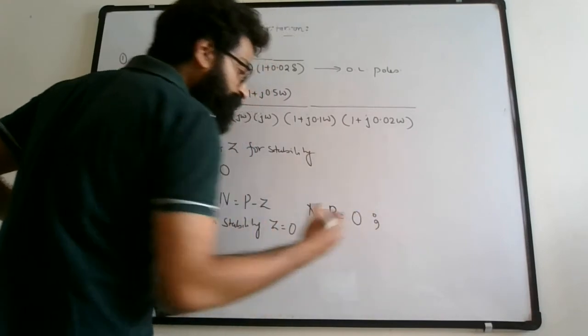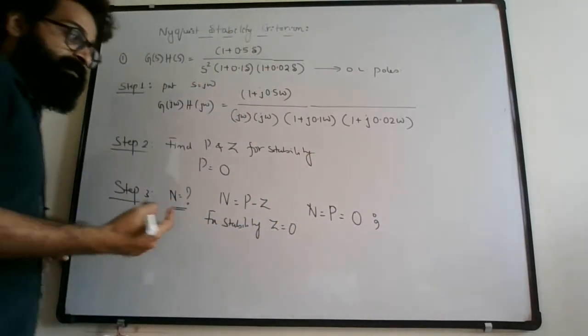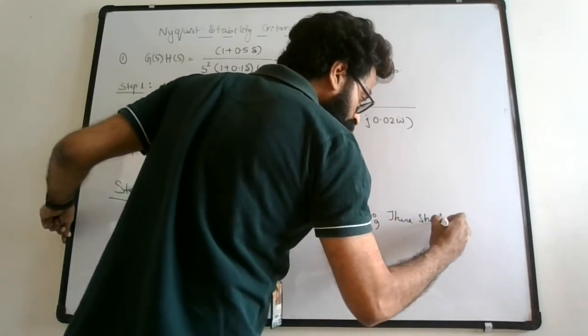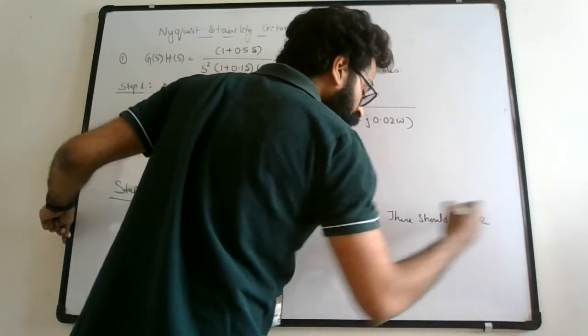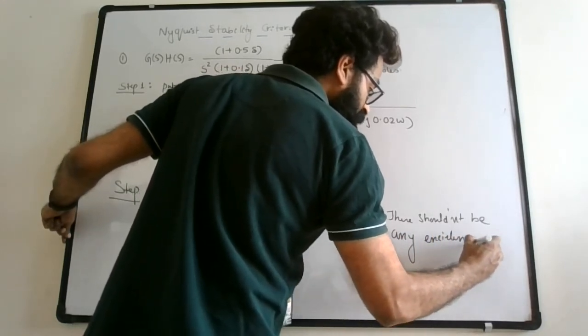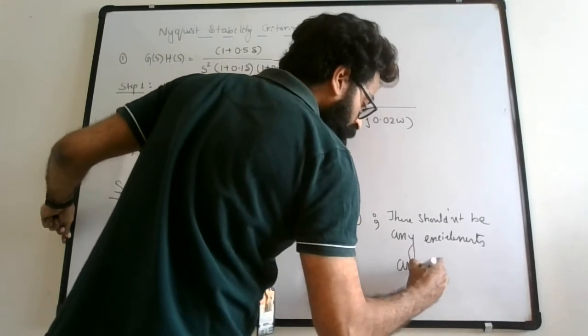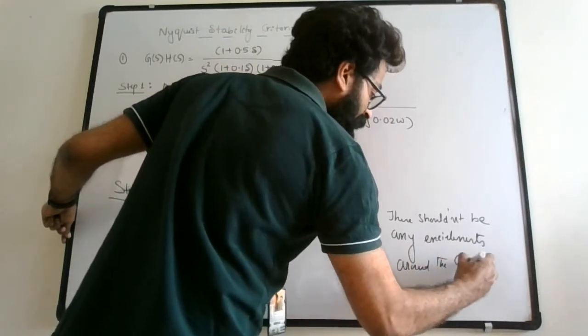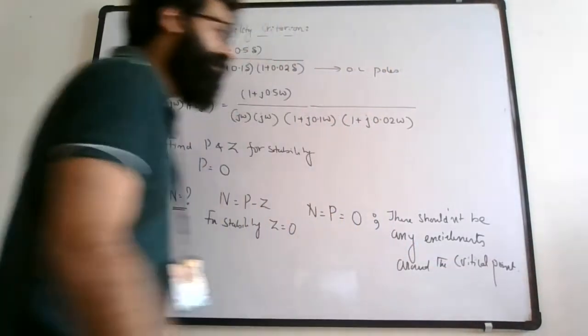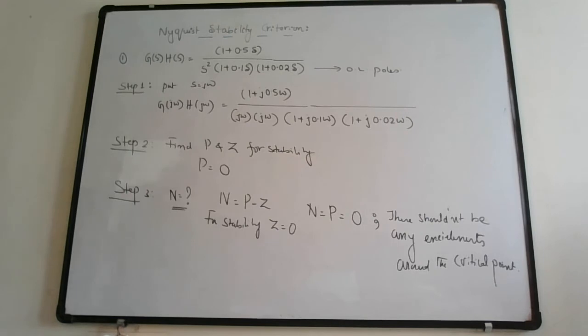Okay. So what do you mean by this? What you mean by this is that there shouldn't be any encirclements around the critical point. Okay, what is your critical point? Critical point is -1 plus j0. So there shouldn't be any encirclements around the critical point. That is, n count should be 0 in the plot.